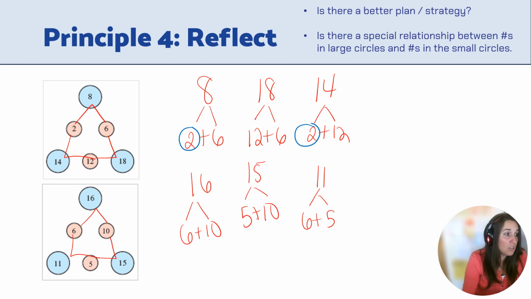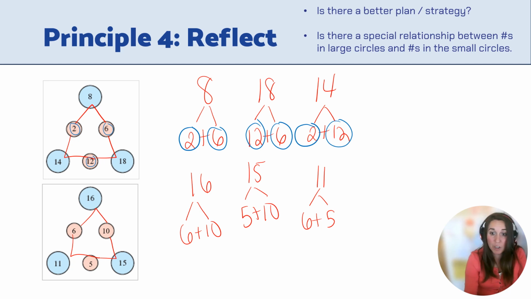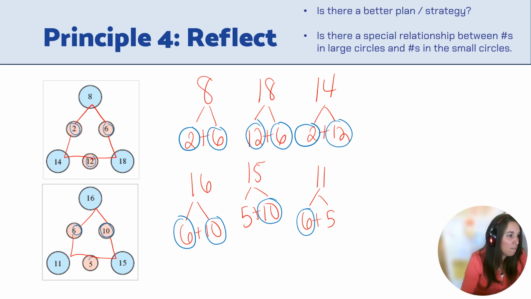So I've used this 2 right here twice. I've used my 6 exactly twice, 1, 2. And I've also used my 12 exactly twice, 1, 2. Similarly, let's see if that happened down here for the second one. Let's start with my 6. I've used that exactly 1, 2 times. My 10, I've used exactly 1, 2 times. And my 5, I've used exactly 1, 2 times.